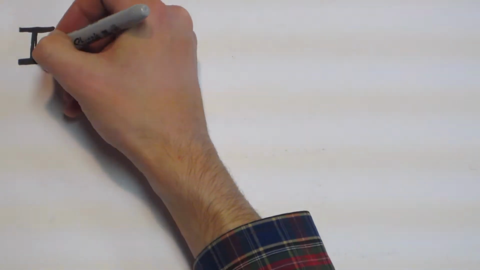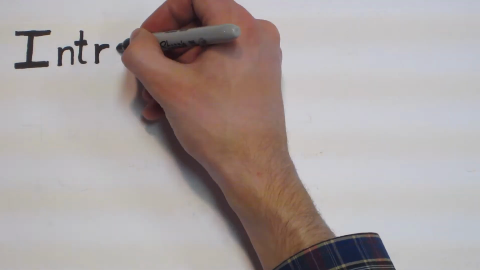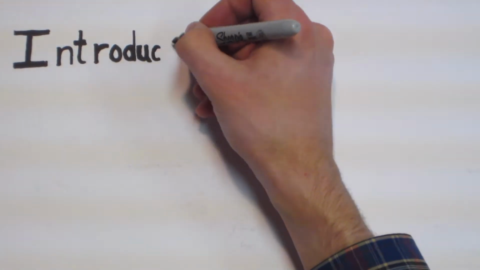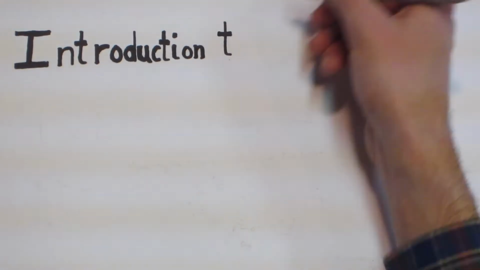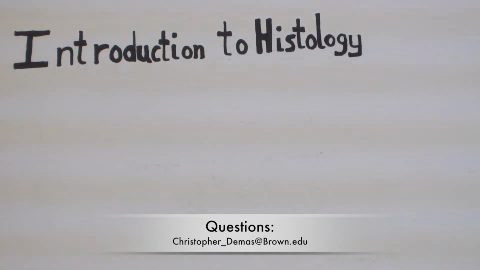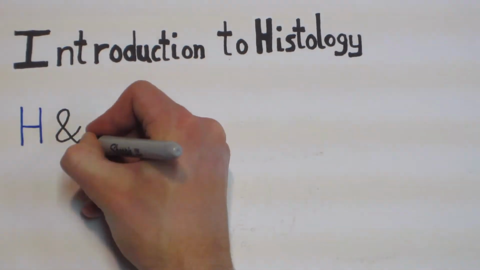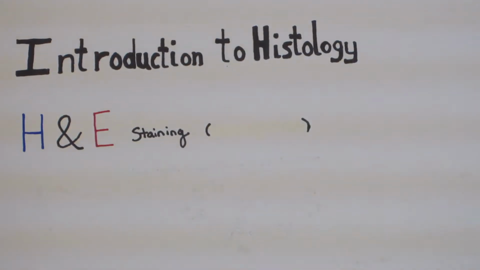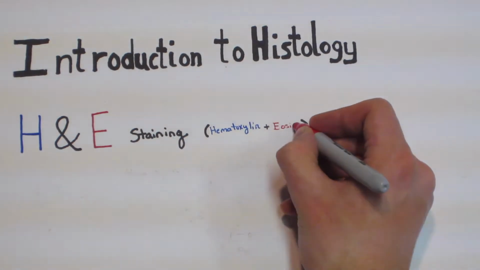Welcome to this video lecture on introductory histology topics, which will include H&E staining, as well as an overview of the different types of epithelia. My name's Christopher Demas, and I'm going to be walking you through these topics. So we're going to start off with H&E staining, which stands for hematoxylin and eosin.